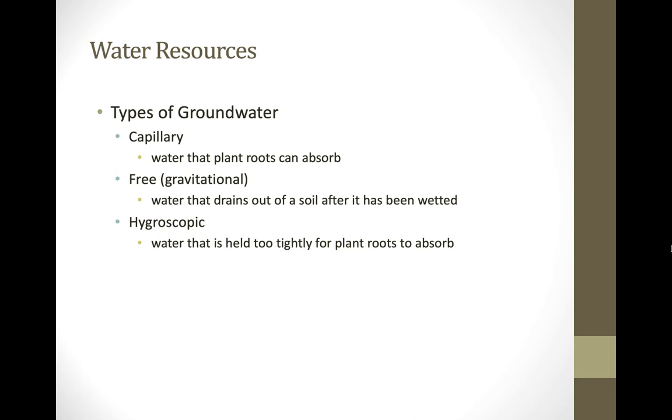So, growing plants and water have a tremendous amount to do with one another, and you can't do one without having the other. So you have to have that water in order for the plants to be able to grow. And so it has to be available for the plants.